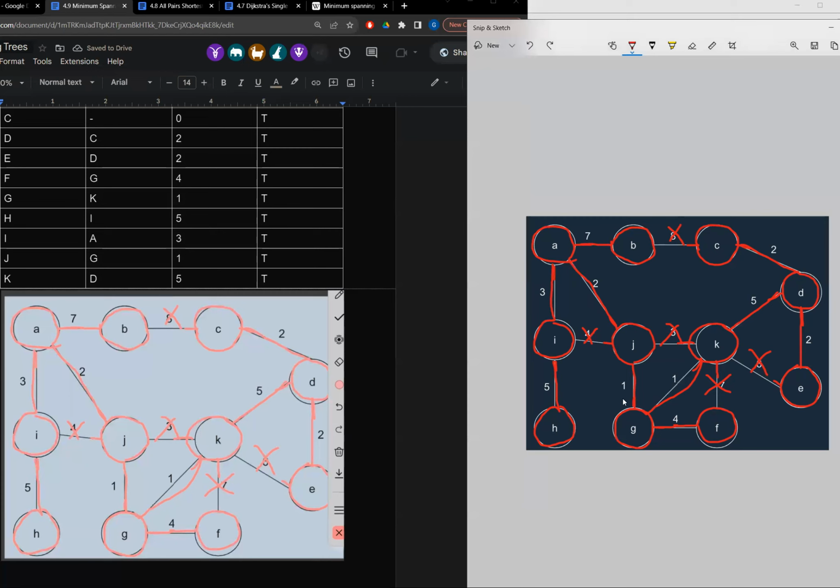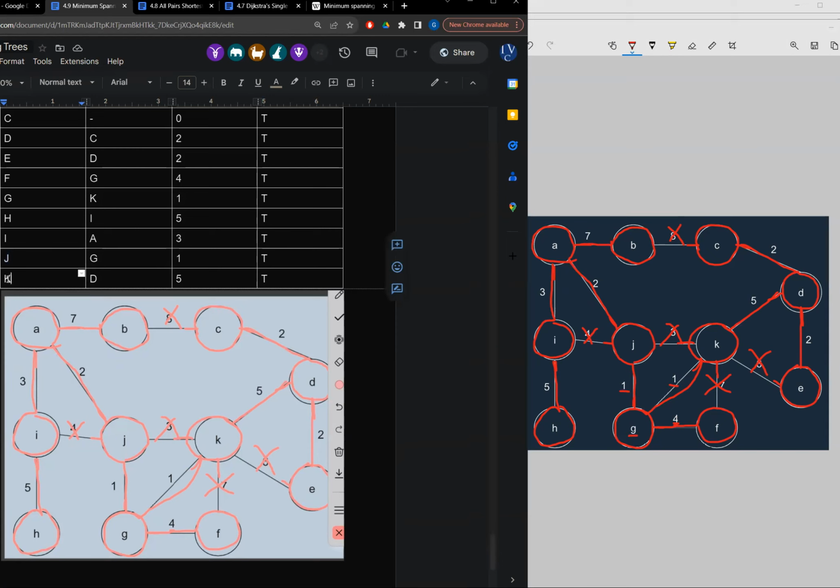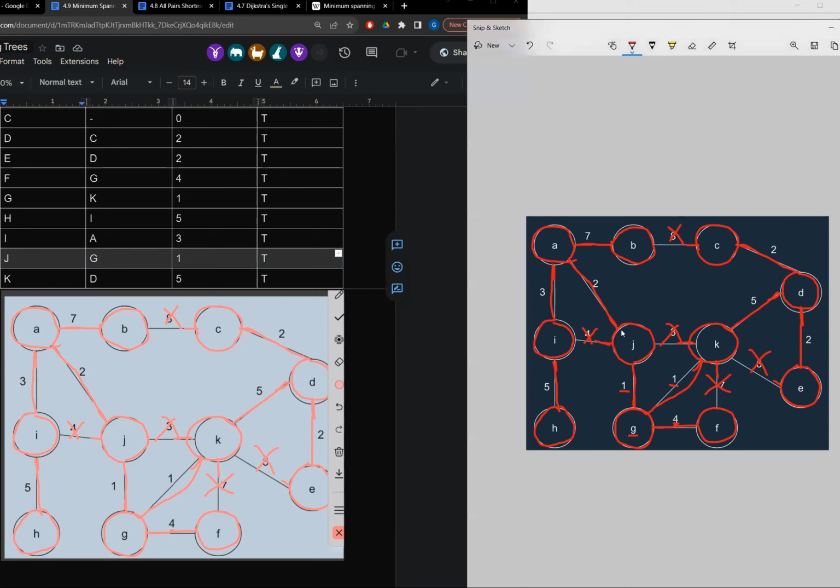All right, we had a choice. If G was the starting point, we had 1, 1, and 4 as our options. The table, J is in the table before K, so the first one would have been selected. Then we would have learned about these edges. That edge would have been thrown away. Then we would have brought K in. We would have then tossed that edge. We would have learned about this edge and learned about that edge.